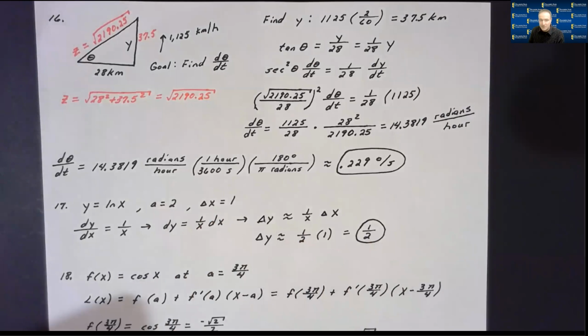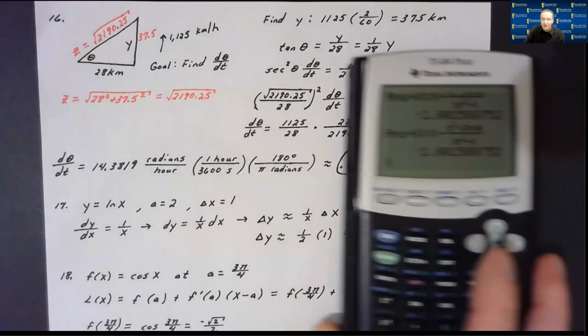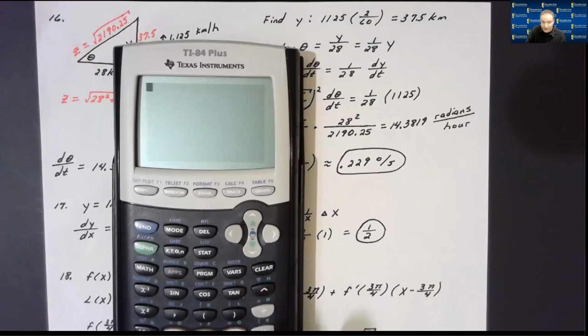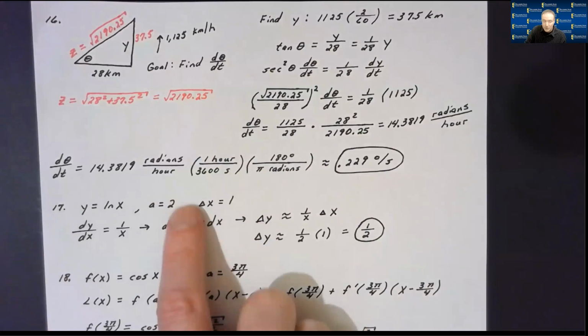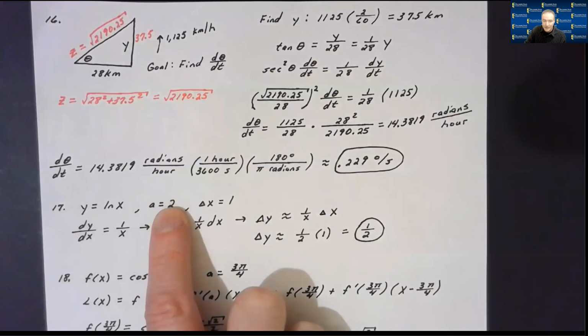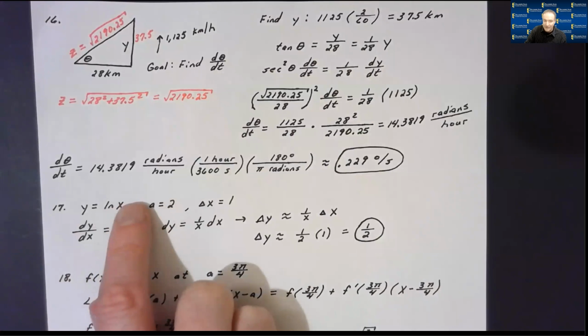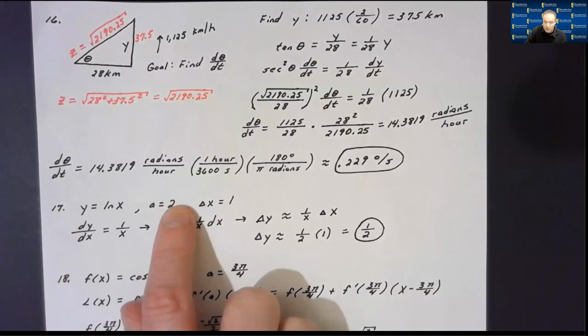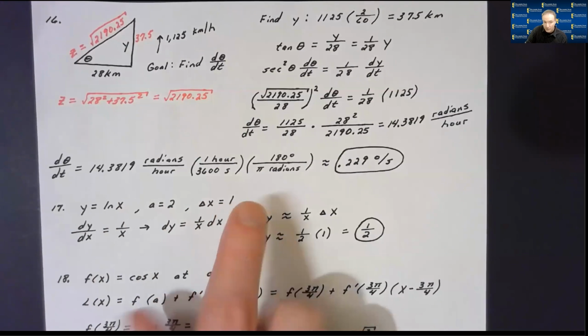Now, if I wanted to check that, all I would have to do is go in and say, well, in this problem, I need to understand what this differential is trying to get me to do. It's trying to have me estimate the change in the y values of the natural log of x as x moves from 2 to 2 plus 1, which is 3.